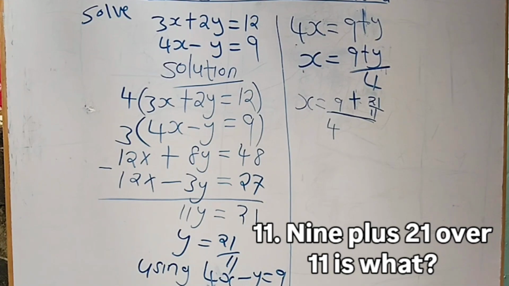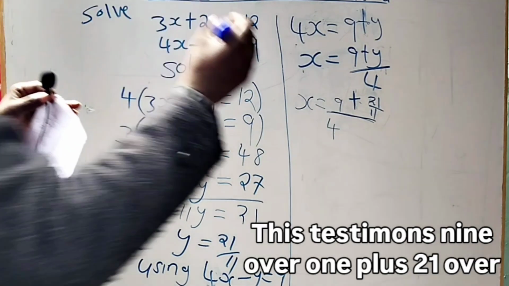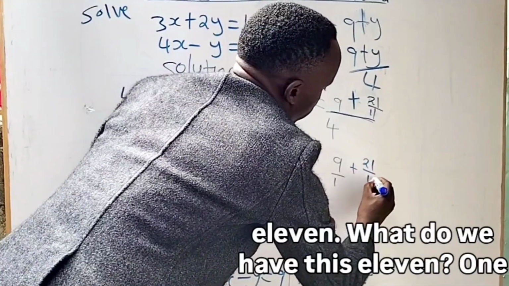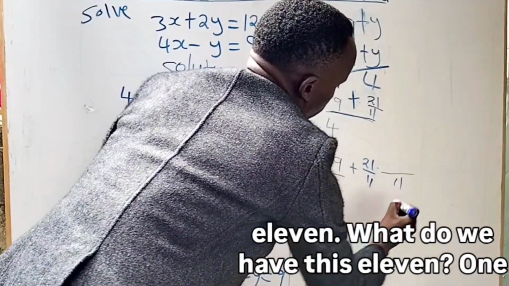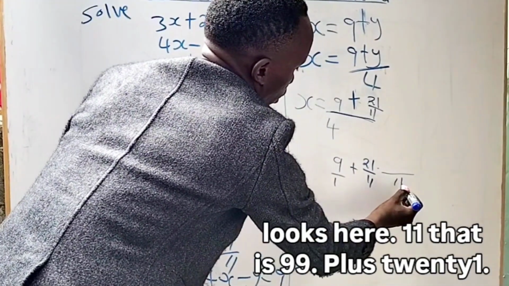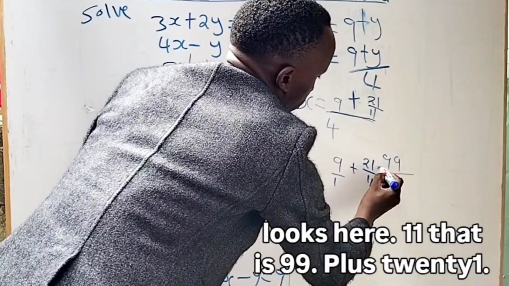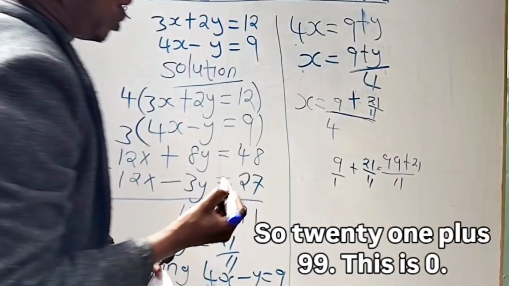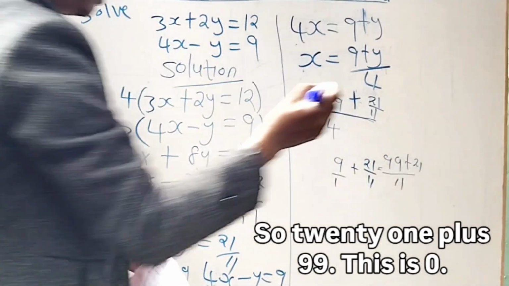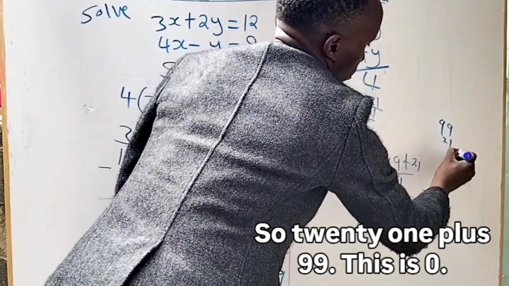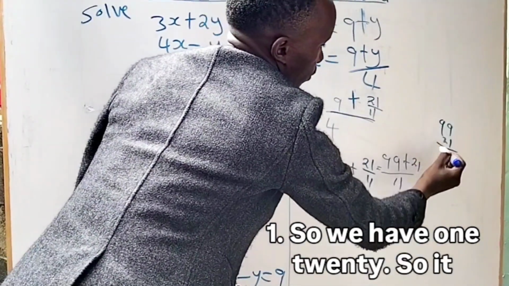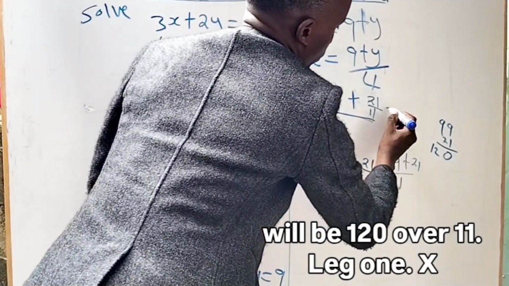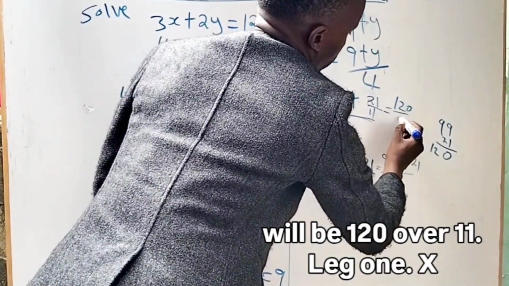9 plus 21 over 11 is what? This is the same as 9 over 1 plus 21 over 11. What we have is 11. 1 goes here. 11 times 9 is 99. 11 goes here, 1 times 21. So 21 plus 99. This is 0, 1, 11, 12. So we have 120. So it will be 120 over 11.